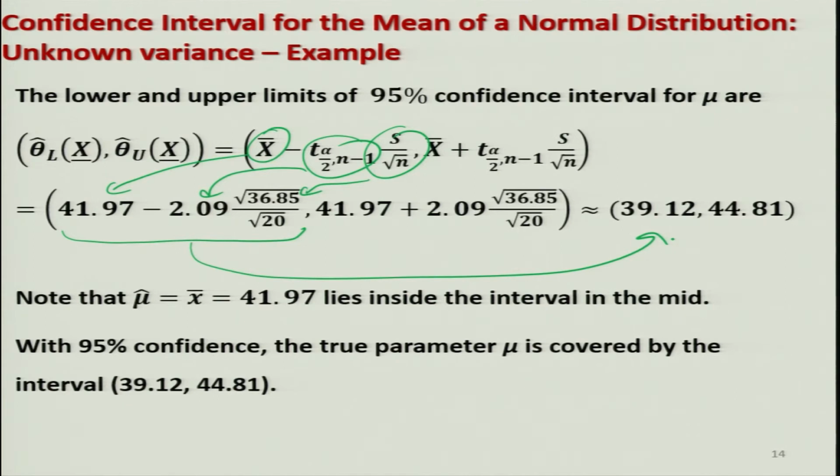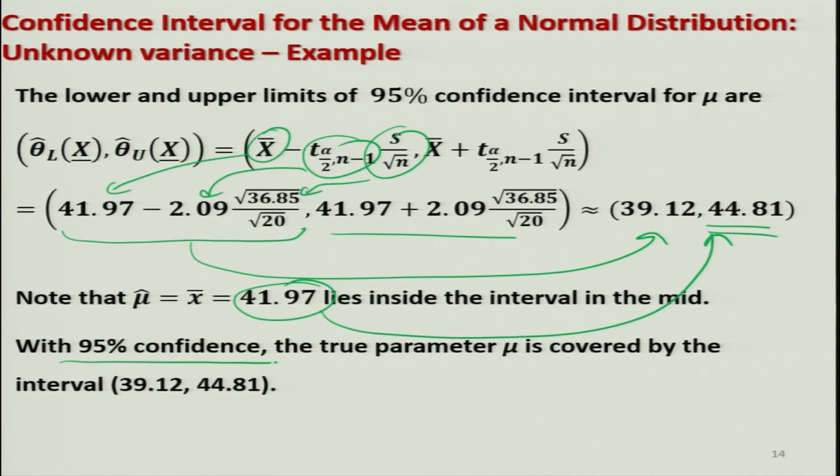So the lower confidence limit of mu in this case comes out to be 39.12, and similarly you can compute the upper limit just by replacing the minus by a plus sign, and this value comes out to be 44.81. You can see here this is the sample mean whose value is 41.97. It is lying inside this interval, in fact in the middle of the interval. So now I can say that with 95% confidence the true parameter mu is covered by the interval 39.12 to 44.81. You can see it is not difficult at all to compute such a confidence interval even when sigma square is unknown to us.